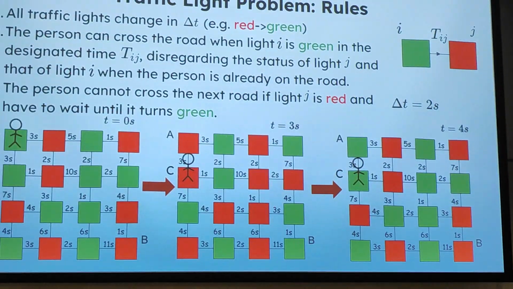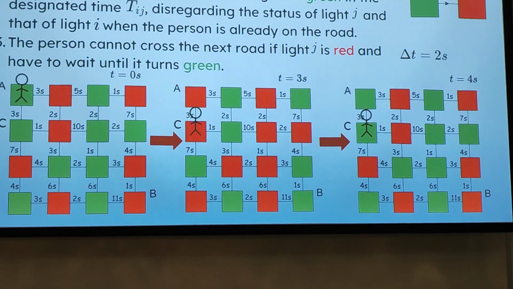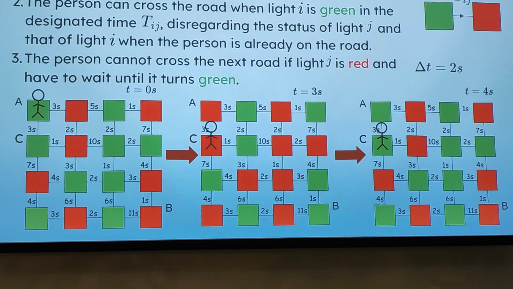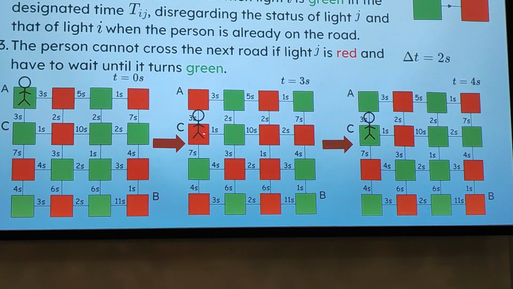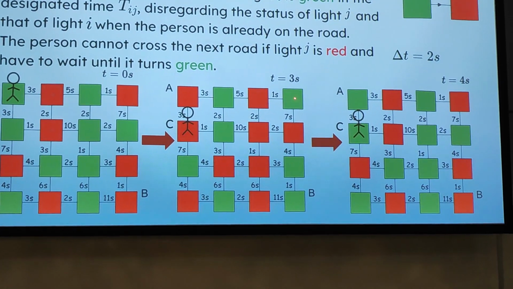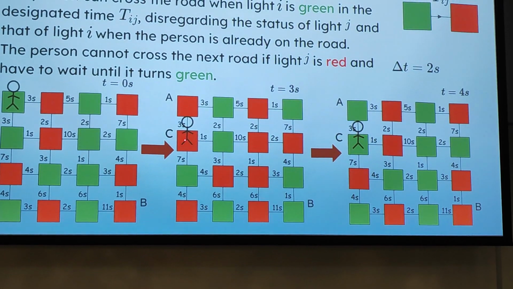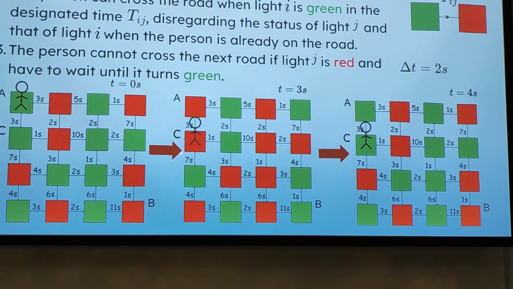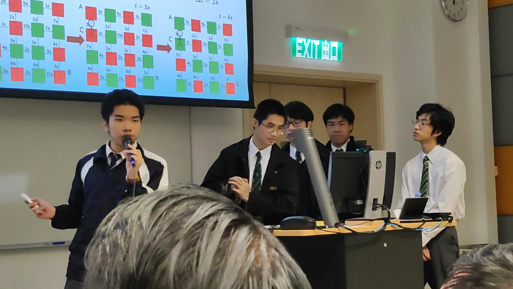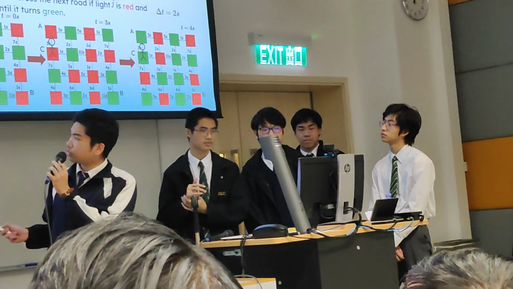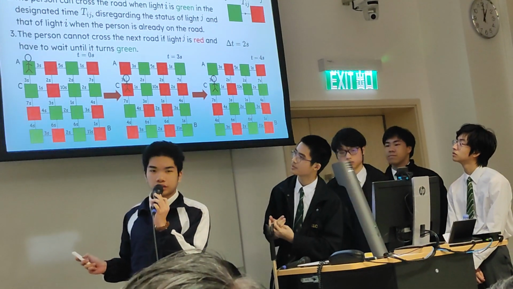But by route 2, the person can still keep crossing the road, unlike in real life situations. So the person comes to point C when time is equal to 3 seconds, but he cannot cross to the next road because C is red. So he has to wait 1 more second until T is equal to 4. Then he can cross to another road, because T equal to 4 is a multiple of delta t.